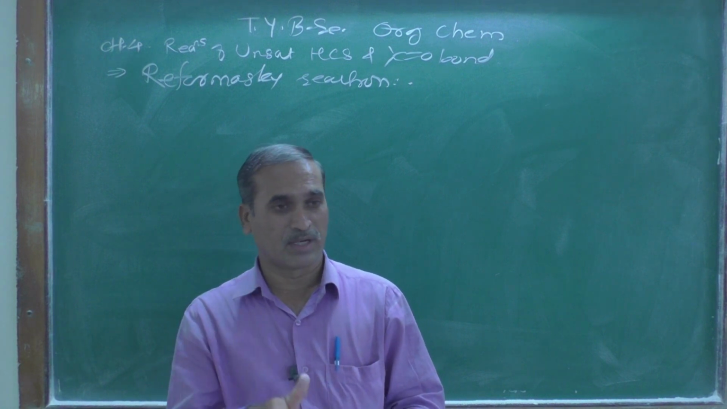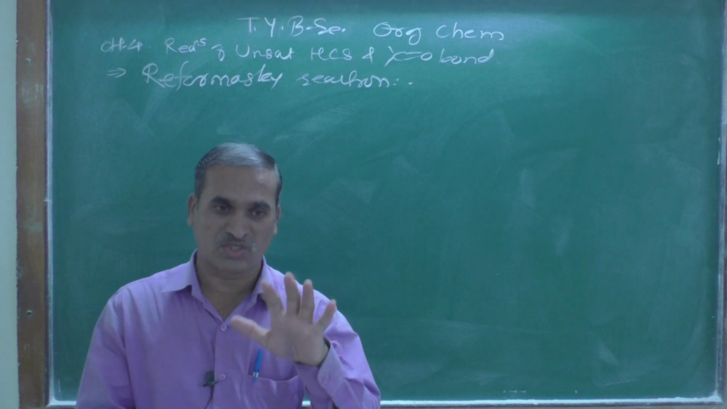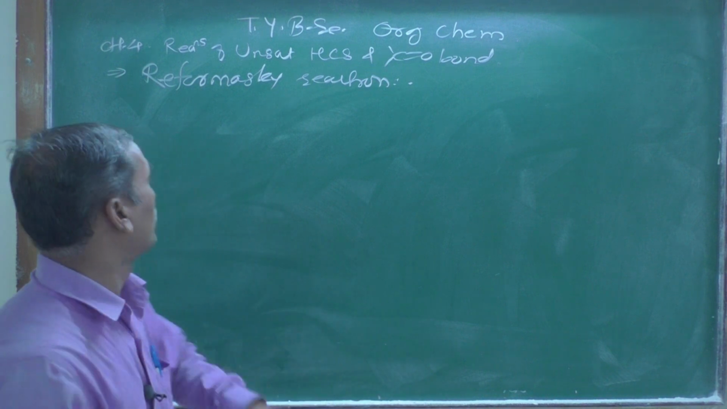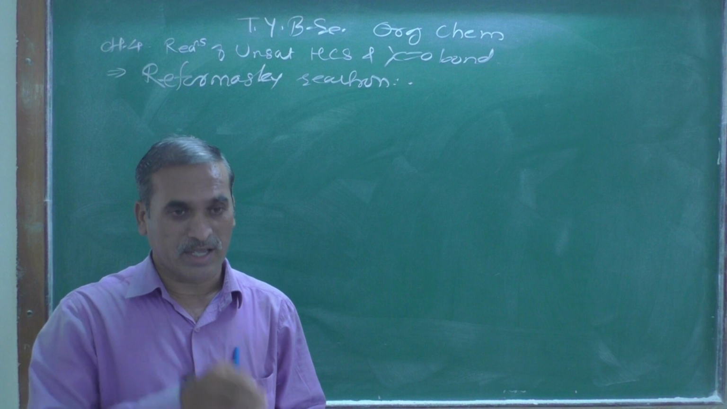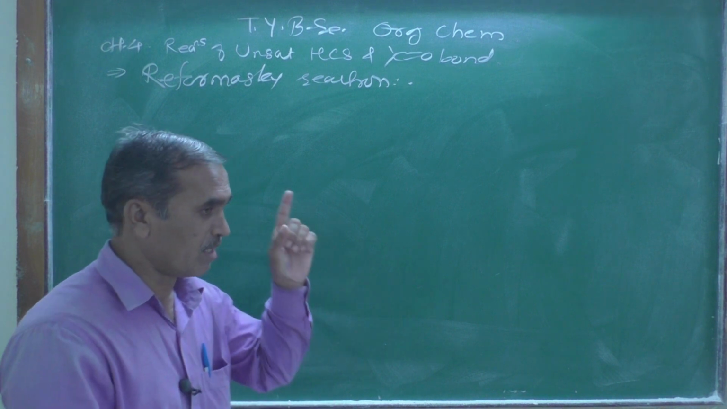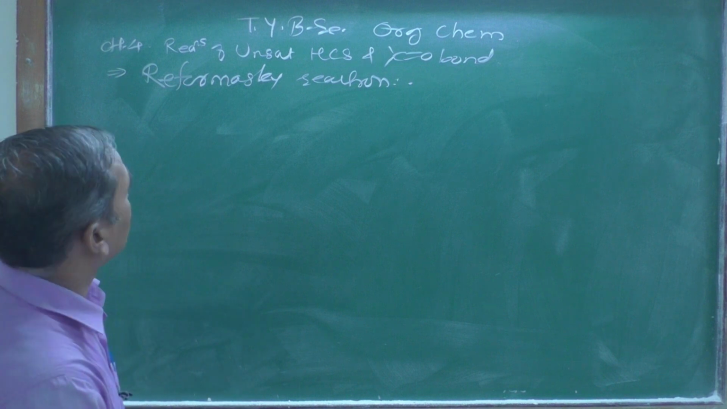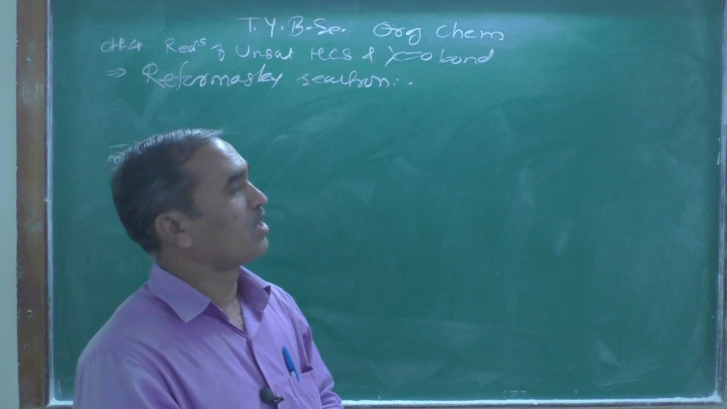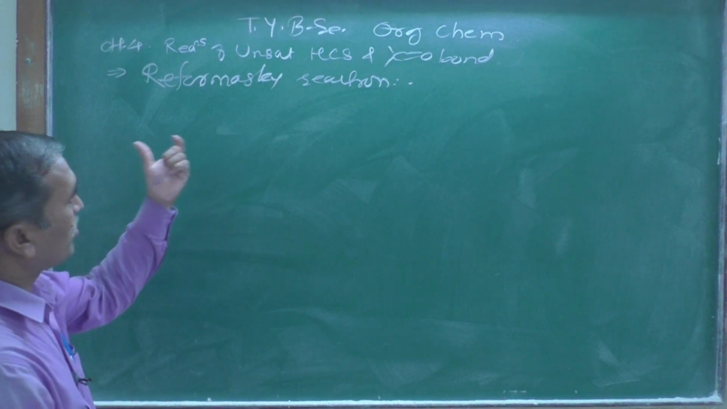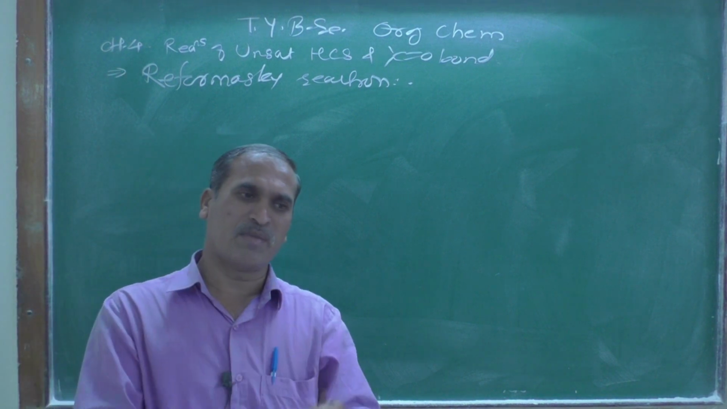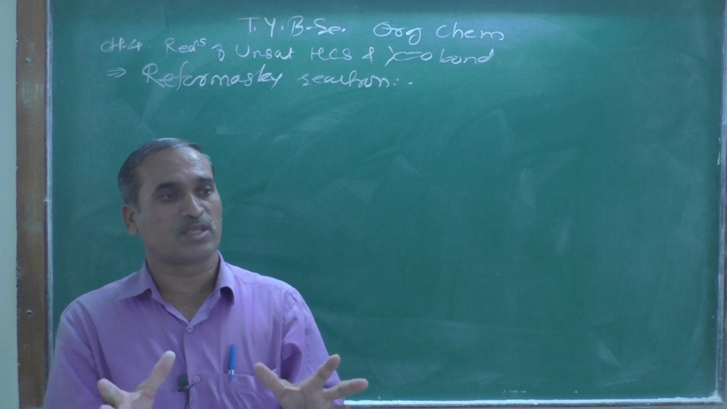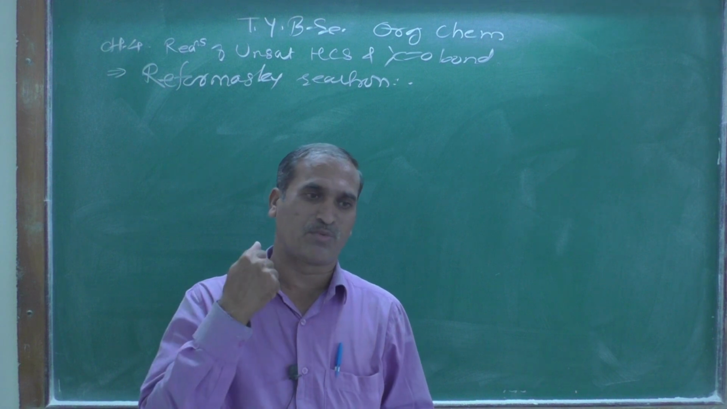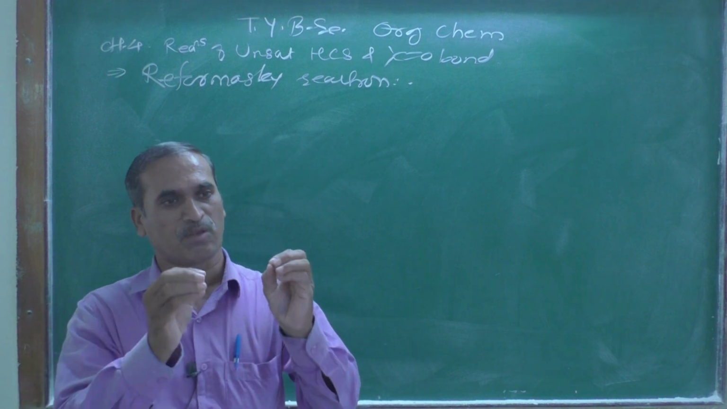We are now at the end of the chapter, only the last point remaining of chapter number 4, reaction of unsaturated hydrocarbons and carbonyl bond. The last point is the Reformatsky reaction. As the name itself suggests, Reformatsky is the name of the scientist. He discovered this reaction for the first time, and therefore the name is given to that reaction.